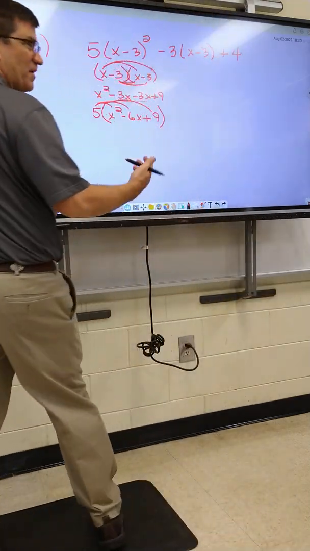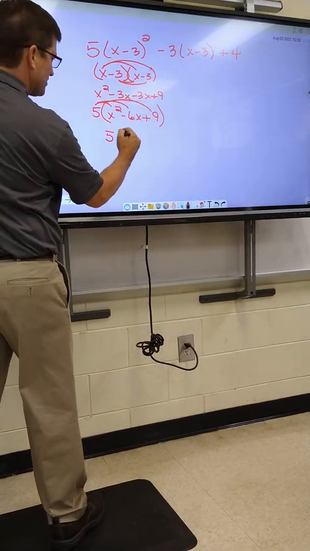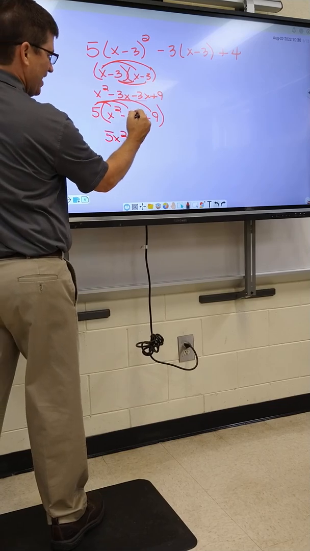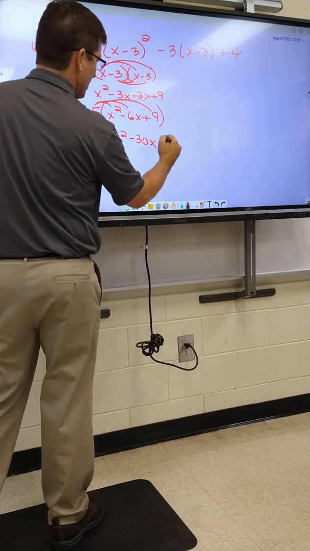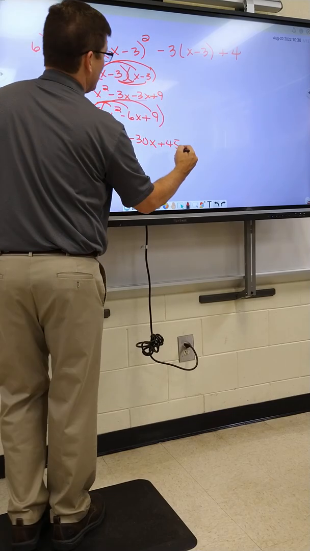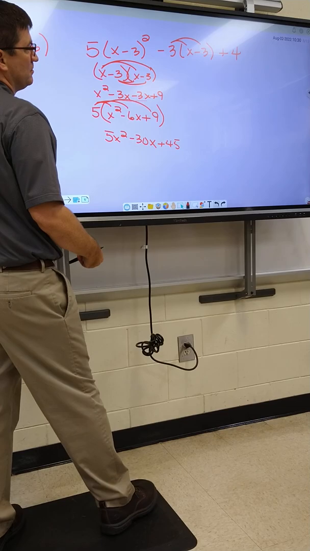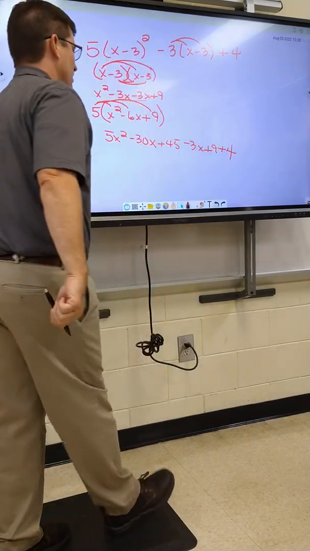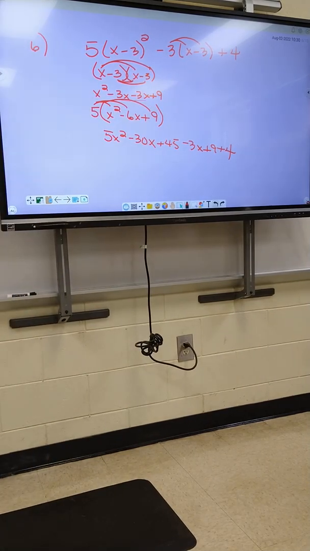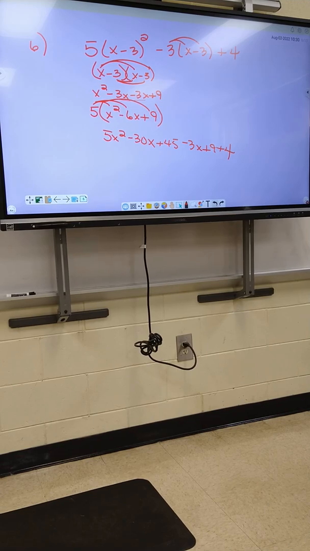All right, so watch me. Let's see if we can find your mistakes. I got 5x squared, 5 times negative 6. Willie, make sure you got negative 30 right there, not positive 30. 5 times 9 is 45. All right, we're going to distribute over here. I got negative 3x, positive 9, bring down the positive 4. So from there, combine your like terms. And most people are getting negative 33x plus 58. See if that's what you come up with.